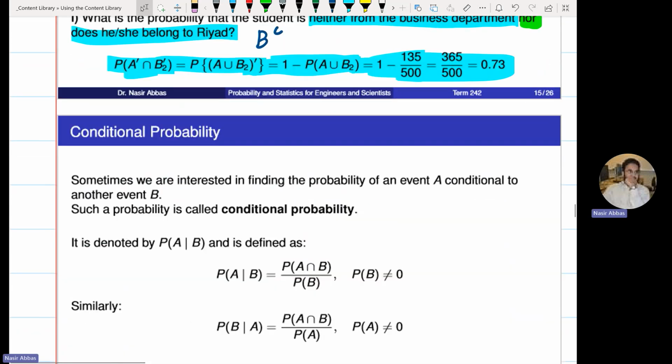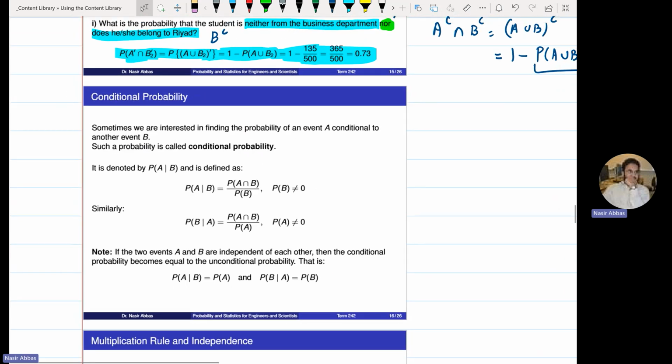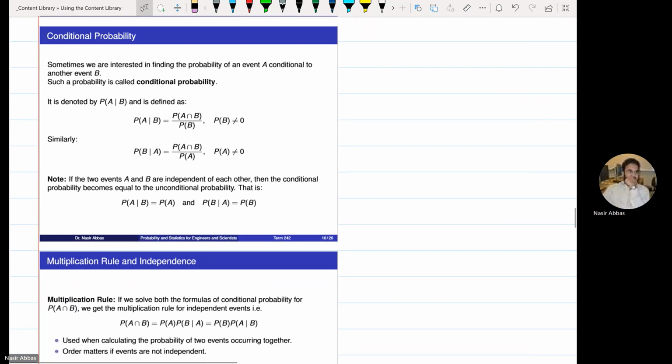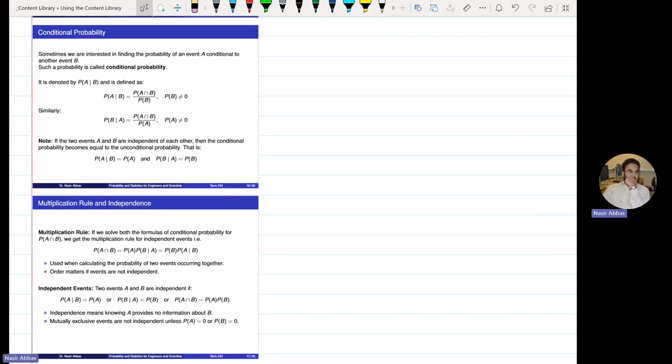Let us move on to the next topic. Next topic is the conditional probability. Sometimes we are interested to know the probability of an event where we already know that another event has already happened. Let me give you an example. What are the chances that if I select a student from this class, the student will not be able to read this font size?